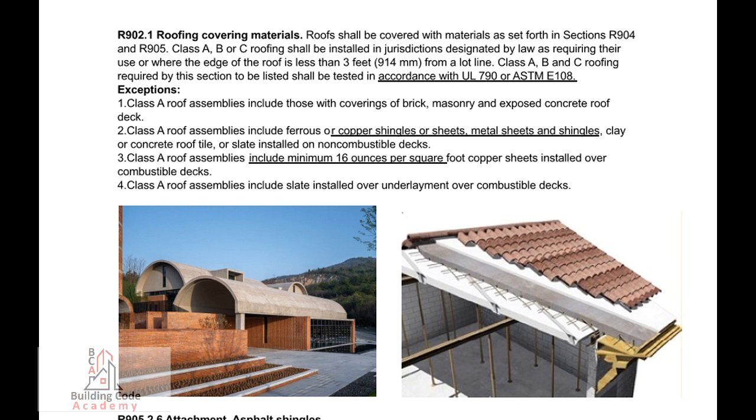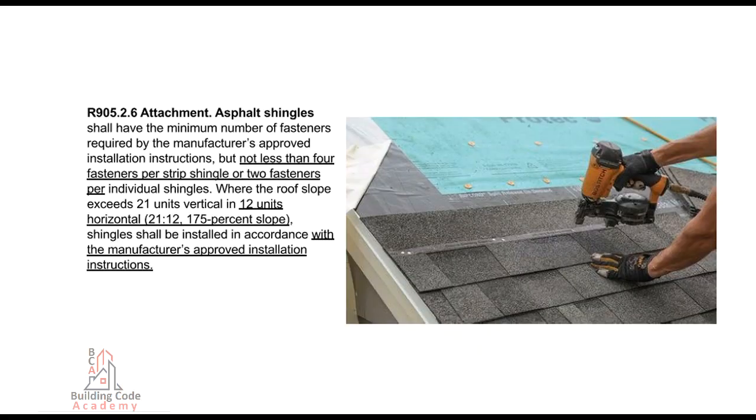Exceptions. 1. Class A roof assemblies include those with coverings of brick, masonry, and exposed concrete roof deck. 2. Class A roof assemblies include ferrous or copper shingles or sheets, metal sheets and shingles, clay or concrete roof tile, or slate installed on non-combustible decks. 3. Class A roof assemblies include minimum 16 ounces per square foot of copper sheets installed over combustible decks. 4. Class A roof assemblies include slate installed over underlayment over combustible decks.